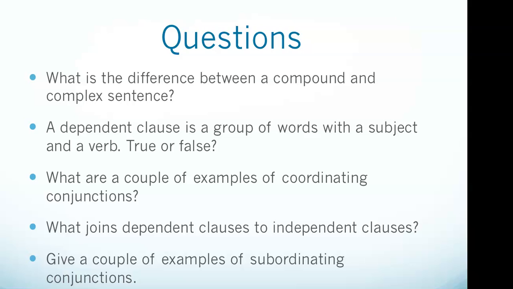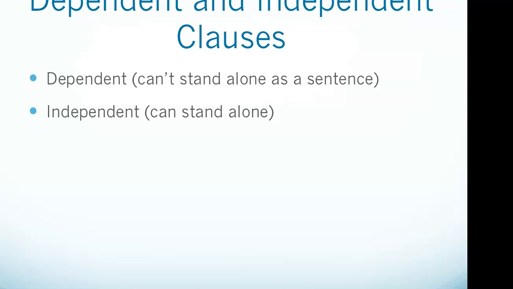What joins dependent clauses to independent clauses? So you can probably see the dependent and independent clauses are very likely to show up in the sentences section. We already got 2 questions on that, on dependent clauses, and give a couple of examples of subordinating conjunctions. So there you can see, again, coordinating and subordinating conjunctions, probably getting a feel for the type of questions you're going to see.